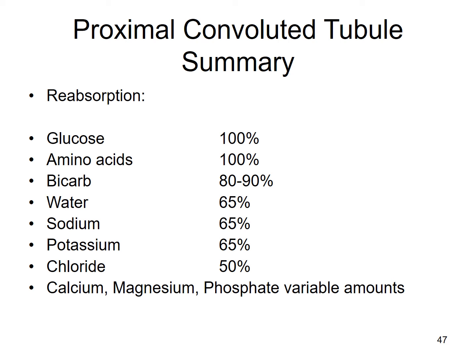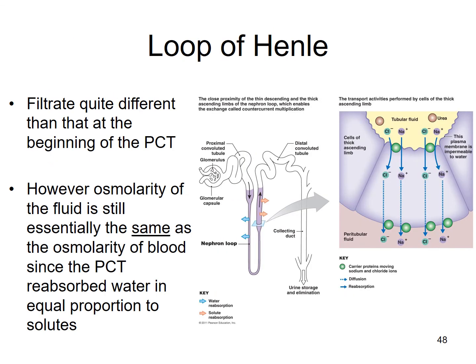Bicarbonate, the reabsorption is almost as efficient. With water, sodium, potassium, and chloride, not quite as efficient, and you're going to see a little bit of reabsorption in later portions of the nephron tubules. The amounts of calcium, magnesium, and phosphate vary basically based on the body's needs.